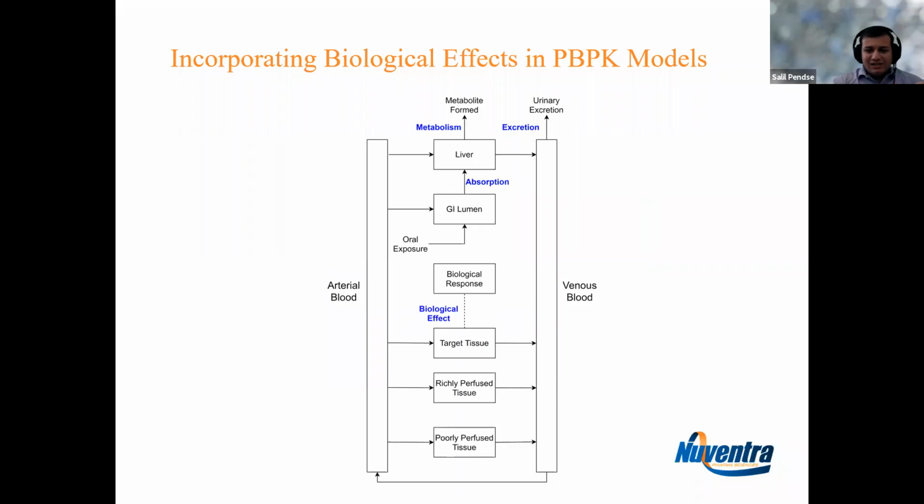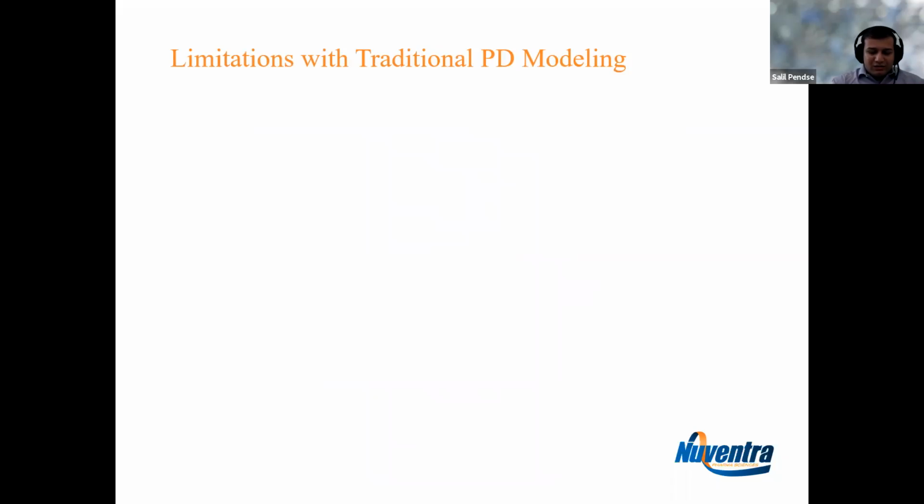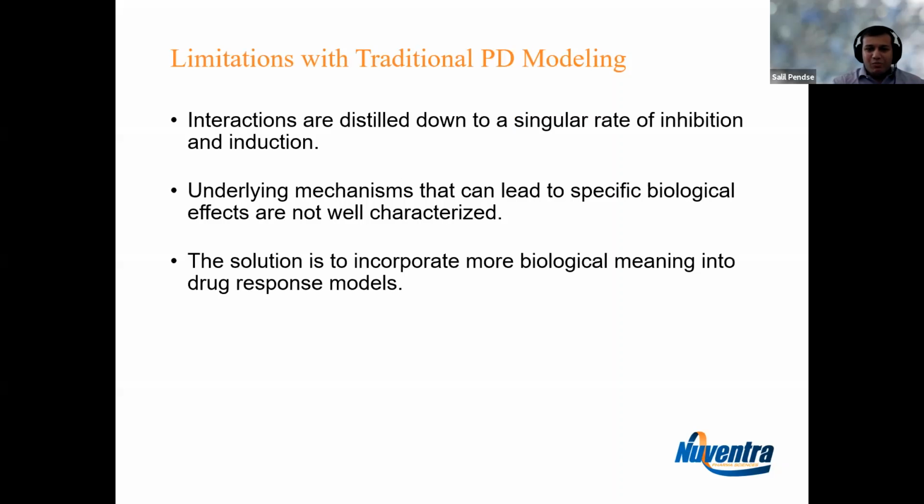And the way you do that is similar to how we would formulate a PKPD definition. We just add biological response components to our existing PBPK models and connect them through known induction or inhibition effects. Whether it's PBPK or PKPD, there are certain limitations with traditional PD modeling. All of our complex biomolecular interactions that lead to these biological effects are essentially distilled down to a singular rate of inhibition or induction, which means our underlying biological mechanisms are not well enough characterized to study them in detail.